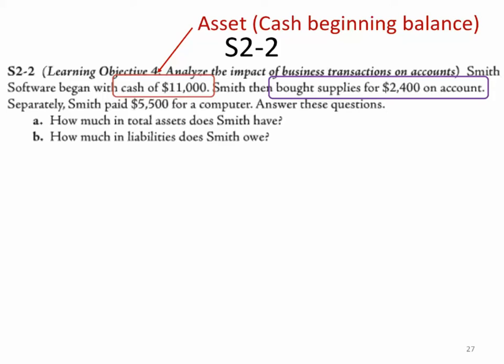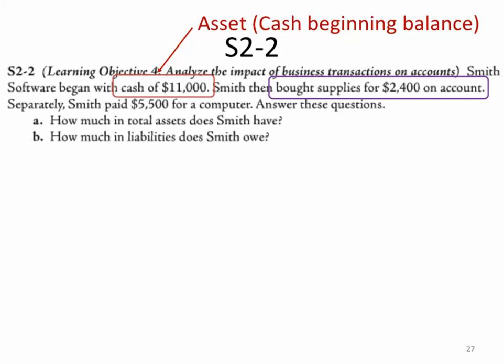So we're Smith Software. If we buy something on account, that is a liability. I buy the supplies, so I get the supplies, and I issue an IOU is what I'm doing. So I have a liability now. I'm increasing the liability there to $2,400. On account, in this case, because I'm buying, it's accounts payable.